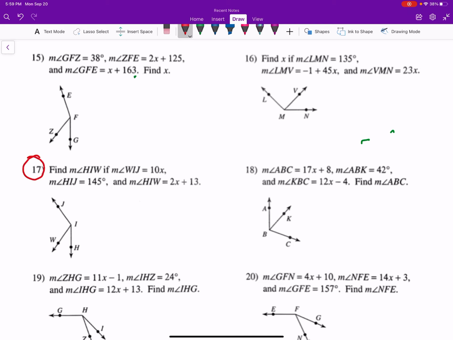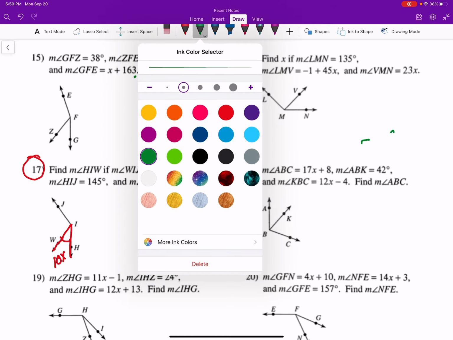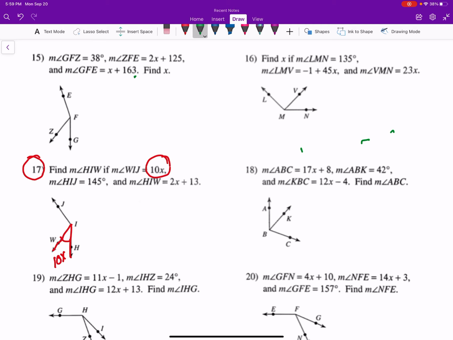In number 17, you get measure of HIW. HIW, this angle is given as 10x. So this is your 10x, all right? And then if you see this HIJ, this whole angle is given as 145. Let me write it in a separate place, 145. And then they asked you to find HIW, and HIW is given as 2x plus 13.